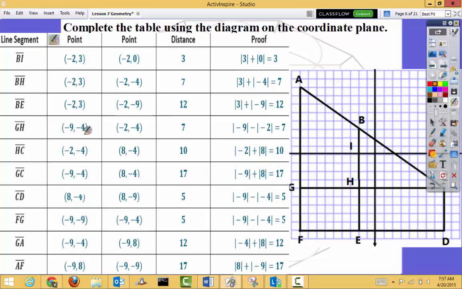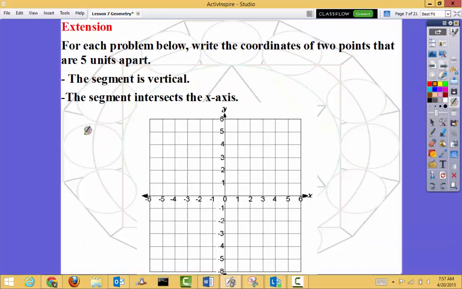All right, check your work. How did you do? Hopefully you did well. All right, here's our next part. For each problem below, write the coordinates of 2 points that are 5 units apart. So I'm going to find my key information, 5 units apart. And I'm going to have what? 2 points, so 2 dots.